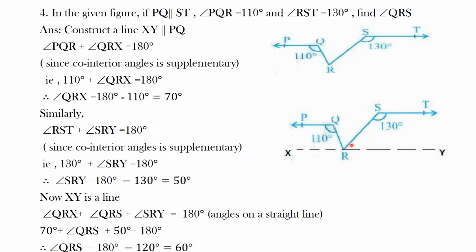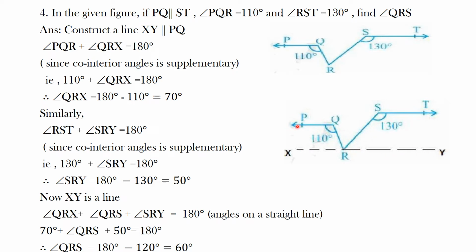For solving this problem, we need to do a construction. Construct a line XY which is parallel to PQ. Since PQ is parallel to ST, we can say XY will be parallel to PQ and ST. So we are drawing a line XY through the point R.